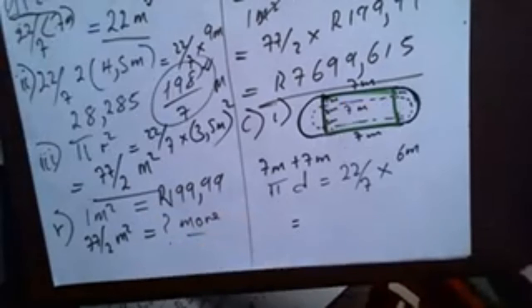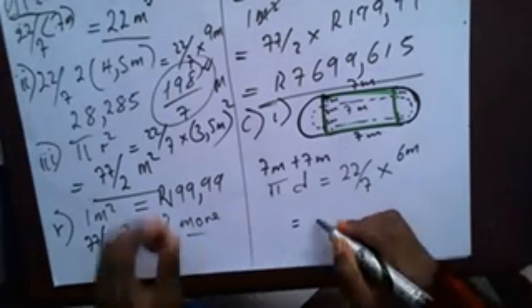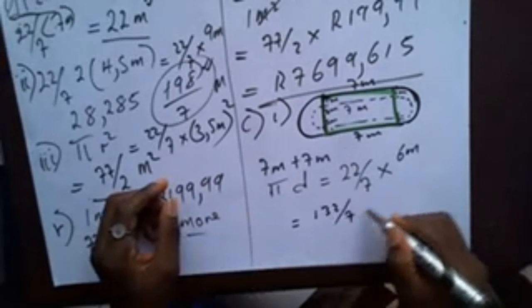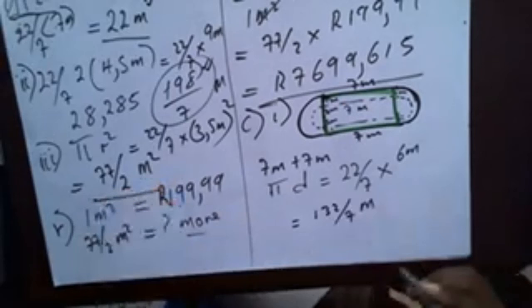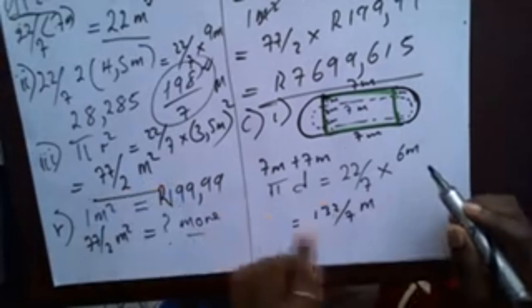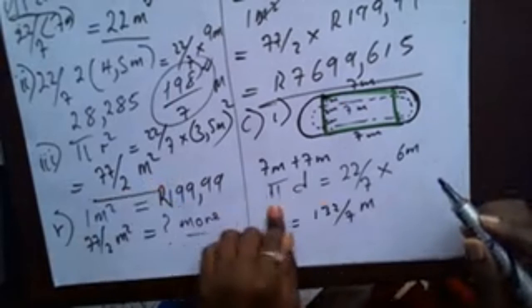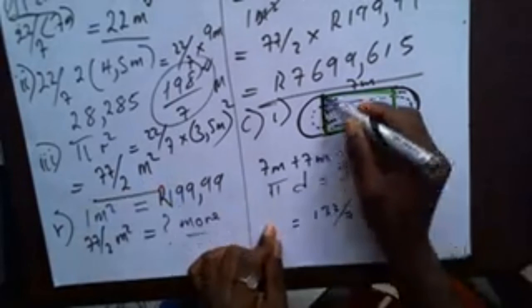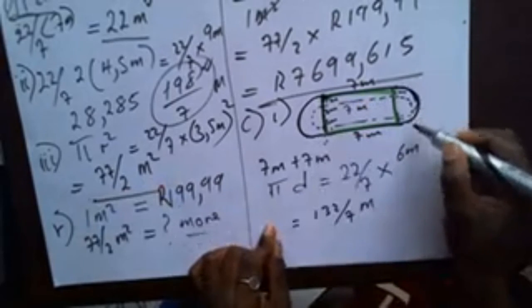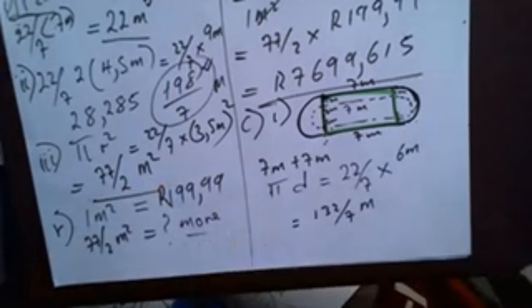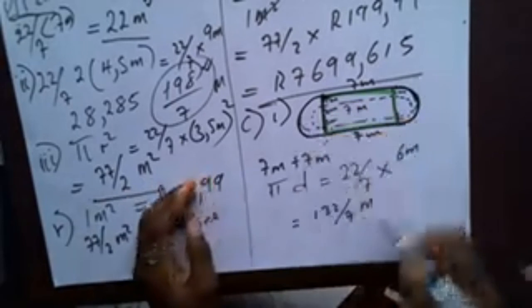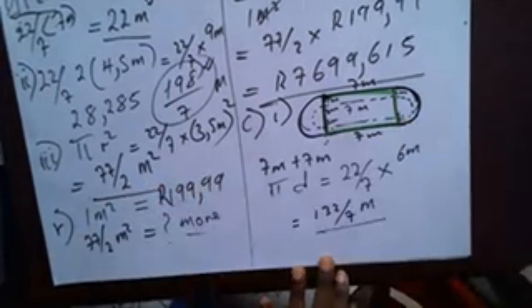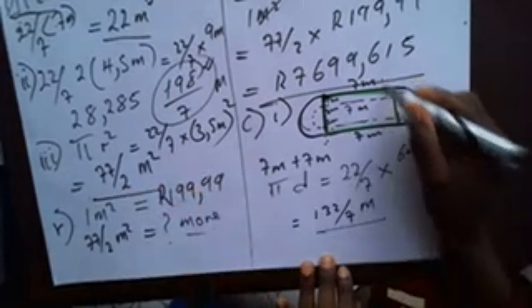This is going to be 22 divided by 7 multiplied by 6. So I'm going to have 132/7 meters. This is the circumference of the whole circle. But do I need the circumference of the whole circle? Yes, in this instance I do, because if I take this part and combine it with this part, that will make a full circle. So I add this part plus this part, and this will give us this value here. Then I need to add these 2 guys.